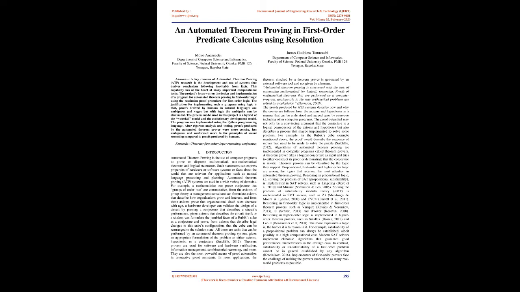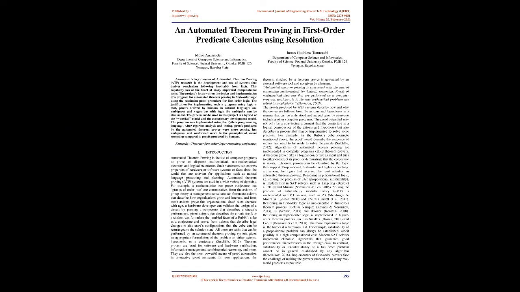axioms that describe the circuit itself, or a student can formulate the jumbled faces of a Rubik's cube as a conjecture and prove, from axioms that describe legal changes to the cube's configuration, that the cube can be rearranged to the solution state. All these are tasks that can be performed by an automated theorem proving system, given an appropriate formulation of the problem as either axioms, hypothesis, or a conjecture.